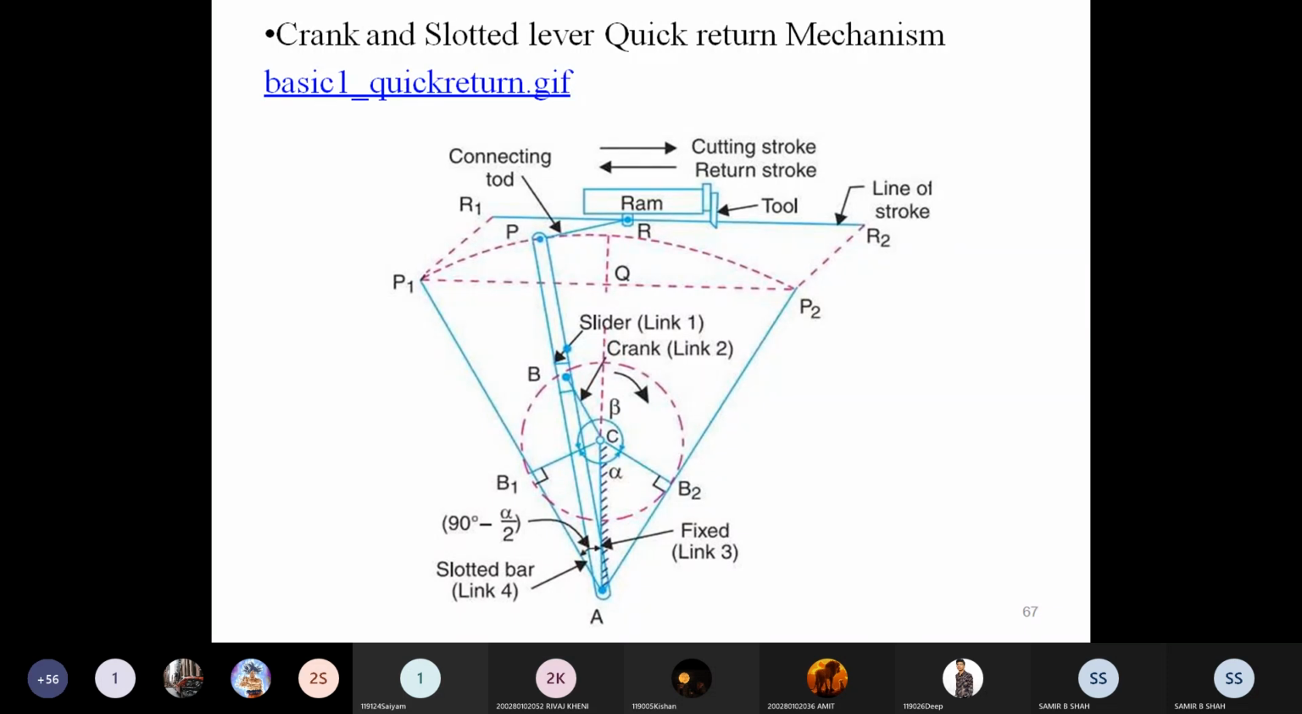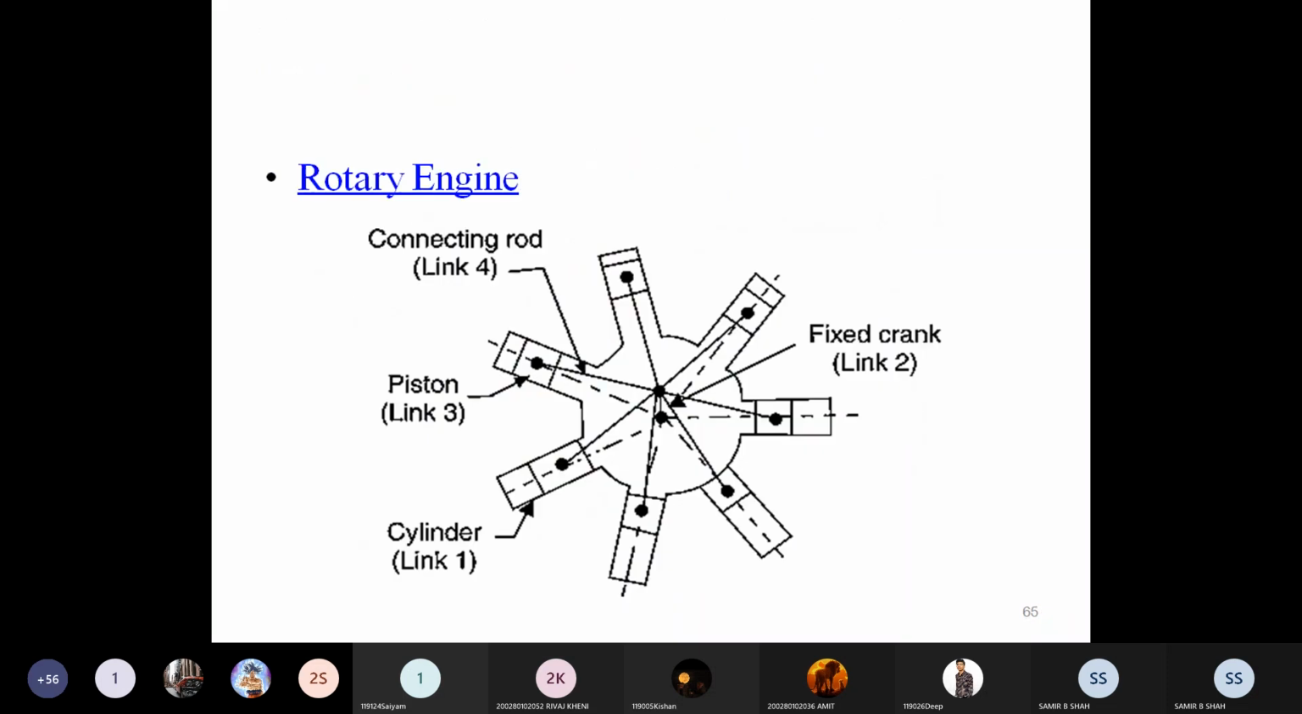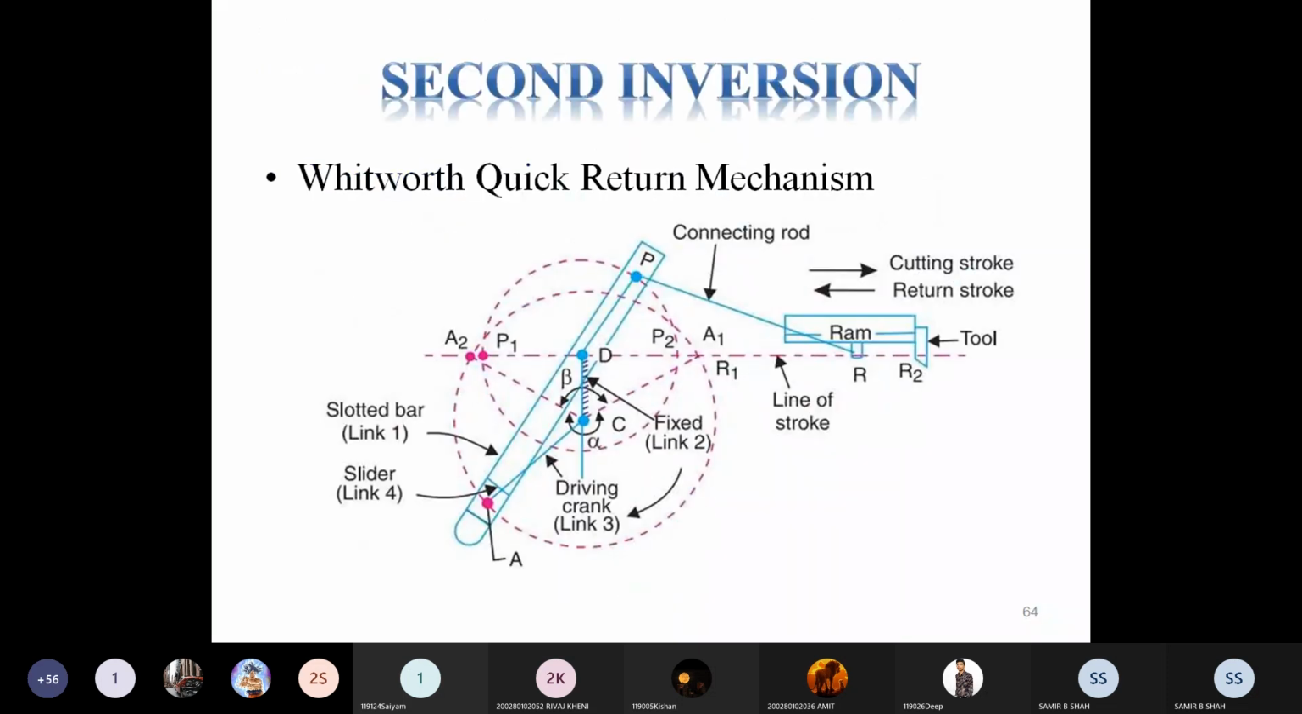This is the last of the single slider crank mechanisms, that is the crank and slotted lever mechanism. It is mostly near to the same as the Whitworth mechanism. In the Whitworth mechanism, this link may be fixed and link 4 may slide, while link 1 may be slotted in its own axis. At that time the connecting rod may reciprocate the tool, and we get either the cutting stroke or the non-cutting stroke.